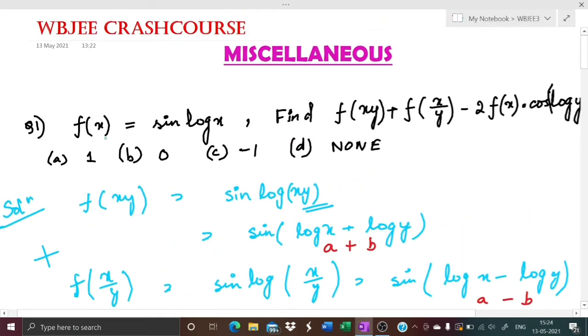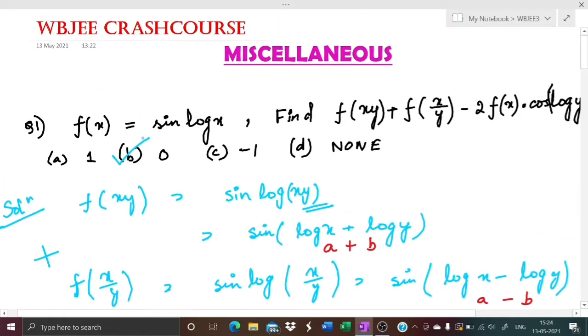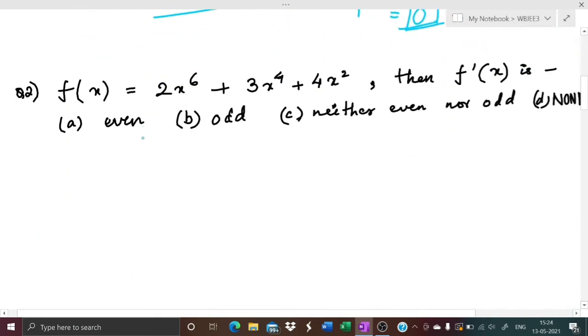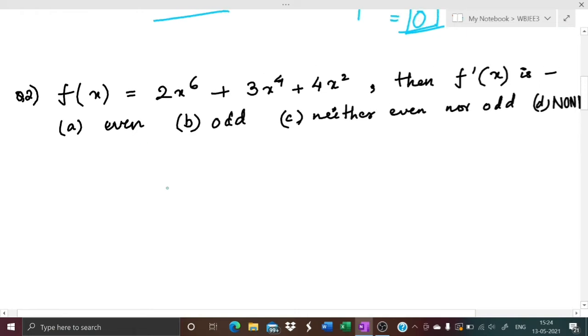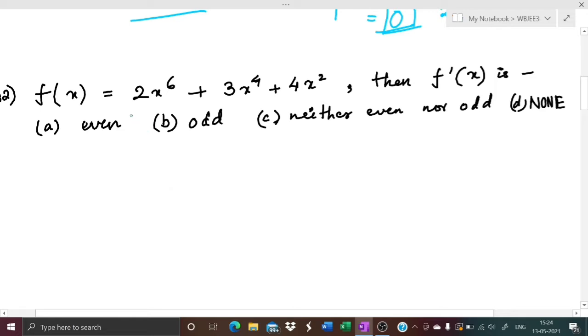Okay, so you should know how to solve questions very fast, because you have less time, you have only 2 hours and you have to solve 75 questions, and that too from different topics. So solve questions at a fast speed. Okay, so now next question.